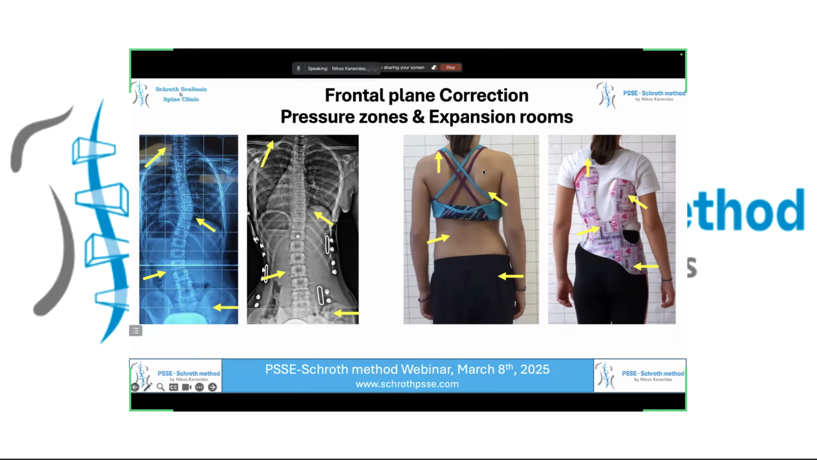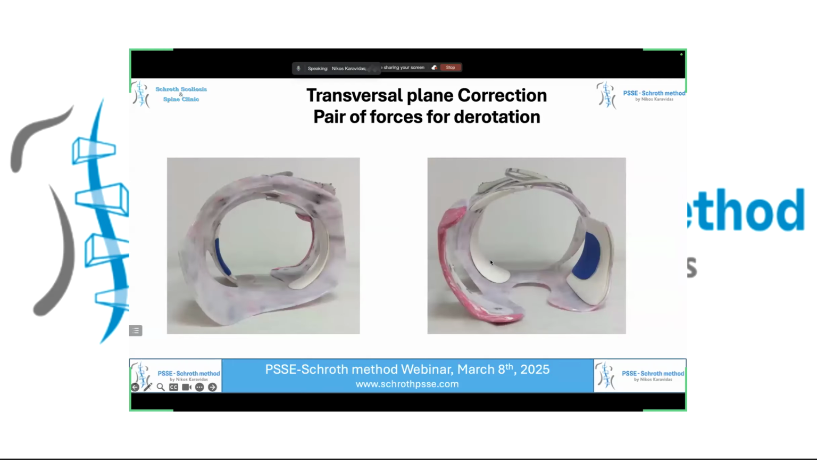So here, what you see in the frontal plane, except from the pressure zones that are already here with the arrows, we also have some expansion rooms. So the expansion rooms are exactly the areas that during exercises, we're going to use our hands on the patient, saying, breathe in to expand the collapsed area. So we speak mainly about concavities, and you see how the concavities are described on the X-ray, and also how these expansion rooms are applied in the brace.